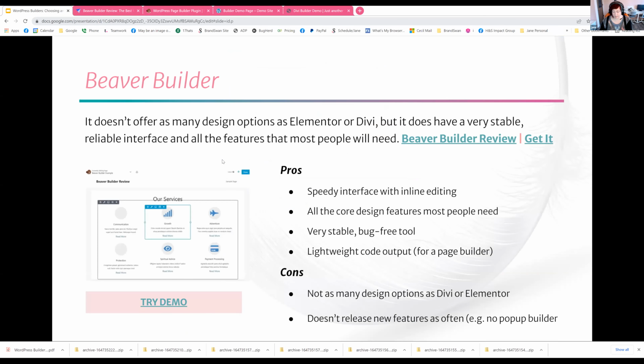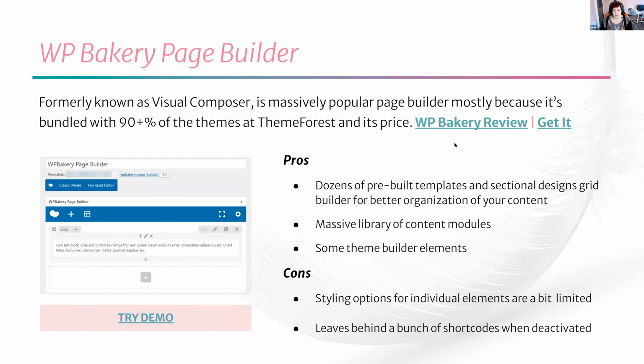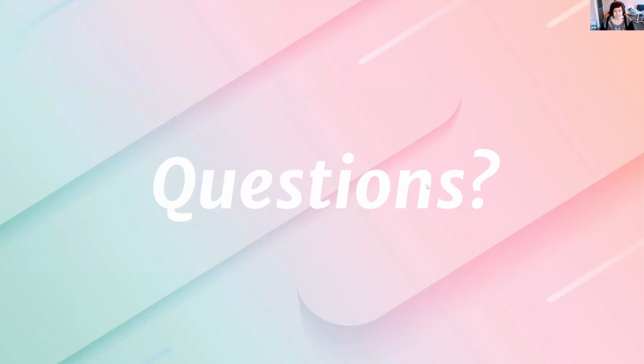All right, let's move on to the next one. WP Bakery. All right, so what's so great about this is that there's a huge community who use this page builder, and it is pretty good. I've used it. It's one of the first builders I think out there that really went mainstream rather quickly. But yes, it's packaged with lots of themes, and that's why it's so popular. The styling is a bit limited. And again, it will leave behind a bunch of shortcodes if you just decide not to use it anymore. And you pretty much just have to rebuild the site.